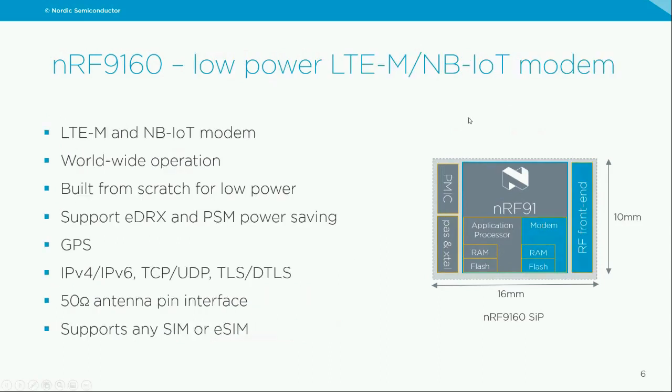So if you start then looking at the connectivity part, or the modem part, of the 9160, this is a modem supporting LTE-M and narrowband IoT for worldwide operation, built from scratch to achieve low power. Built from scratch means that Nordic doesn't have any legacy IPs such as 2G or Cat1 and so on that we have to include or build from, which is bigger and much more power hungry than what a super optimized LTE-M and narrowband IoT IP has to be.